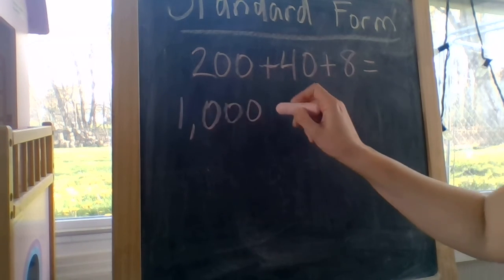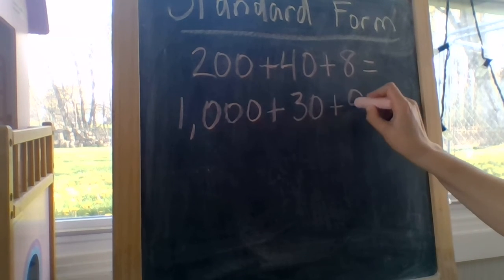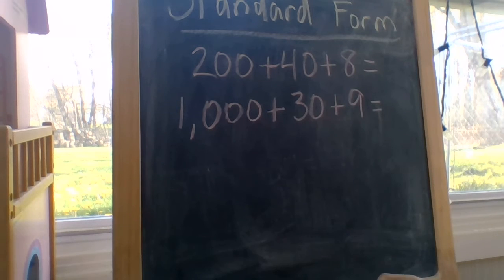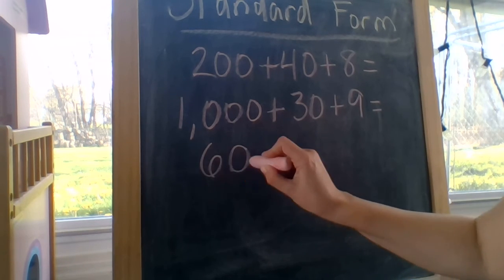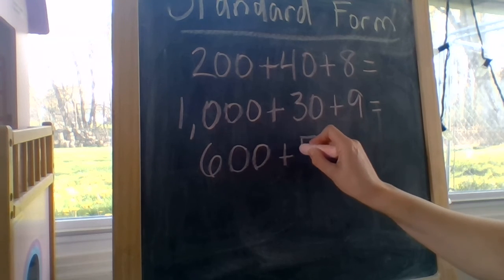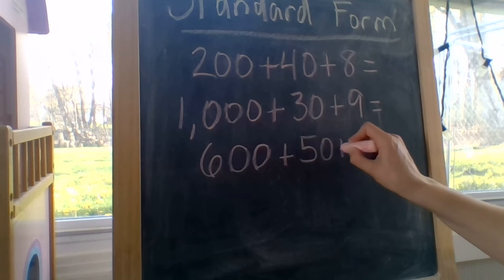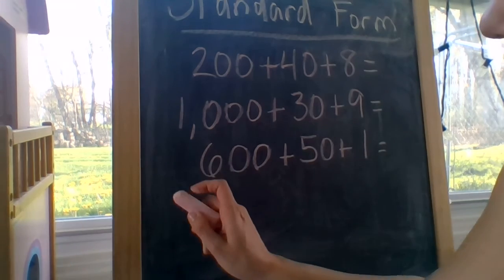1,000 plus 30 plus 9. 600 plus 50 plus 1. And then here's the bonus.